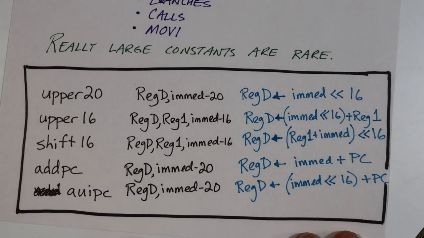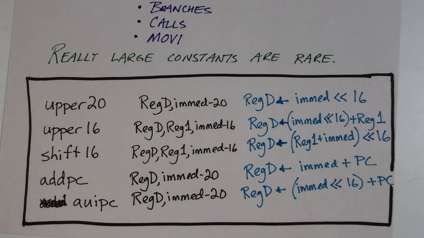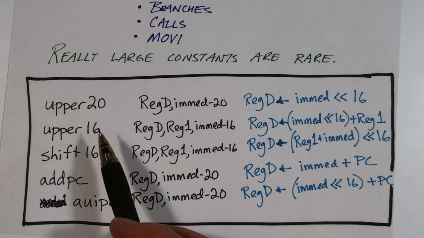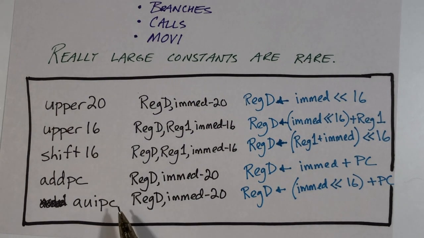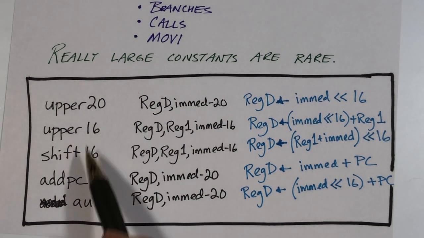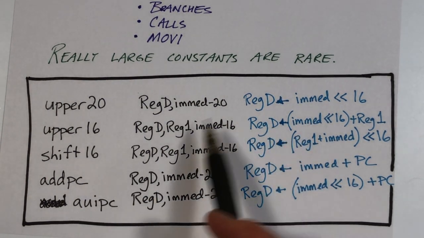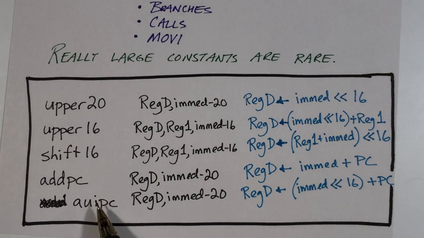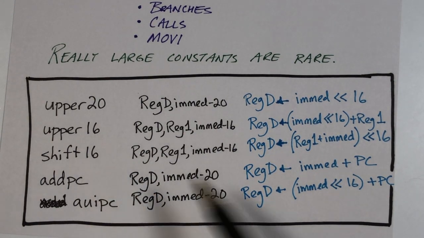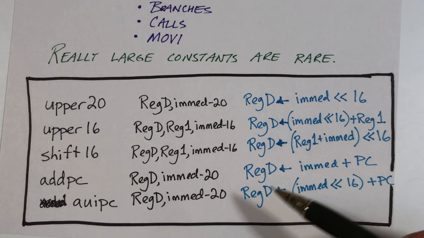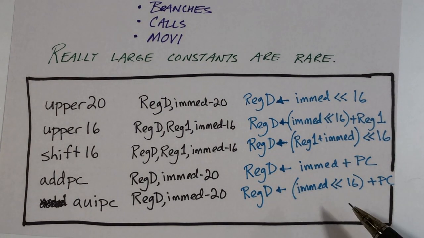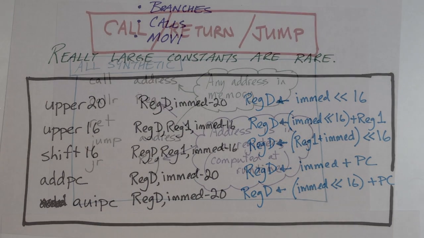So I'm just going to present these instructions here. As I said, the assembly language programmer would not be typically writing these instructions, and the compiler would not be generating these instructions, but they are used in conjunction with the other main instructions, the load, store, branch, calls, and so on, to achieve the result when the immediate literal value is greater than 16 bits.